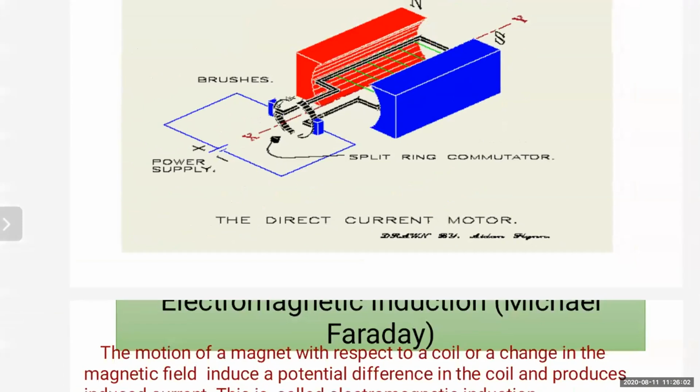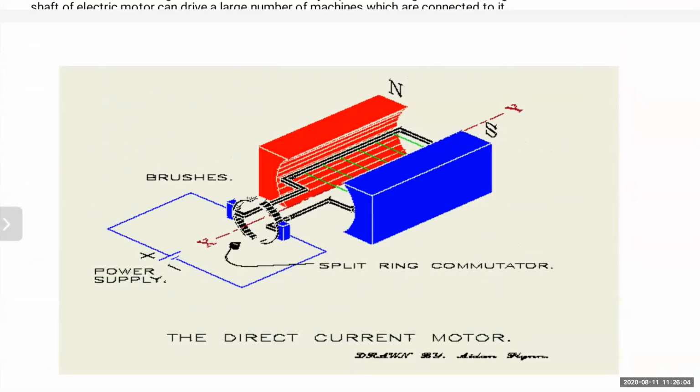So this is the principle and working of the electric motor. Understood, this device converts electrical energy into mechanical energy. This is the important point: an electric motor is a device which converts electrical energy into mechanical energy.